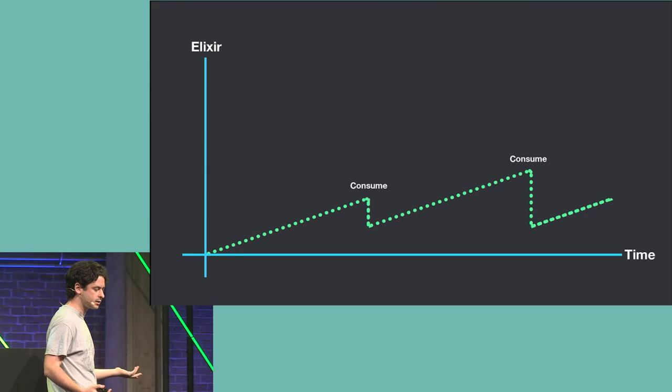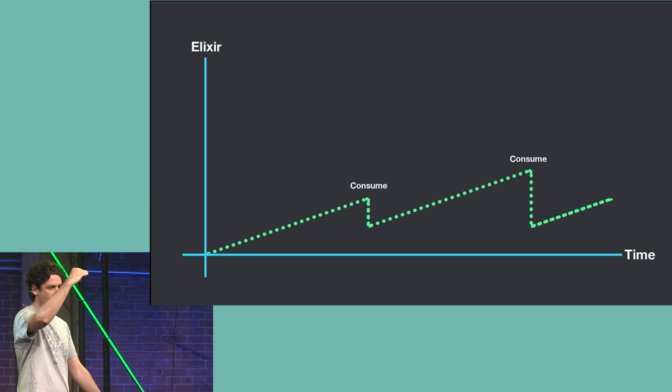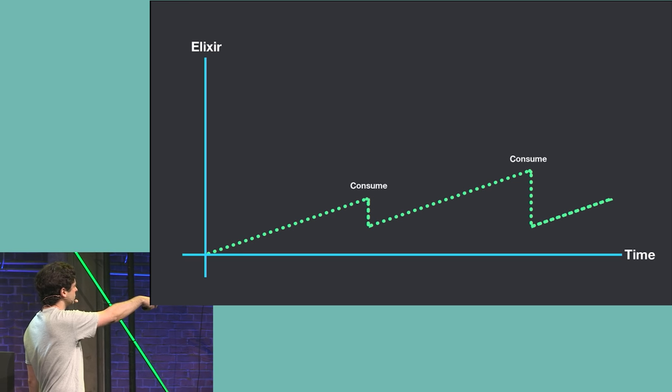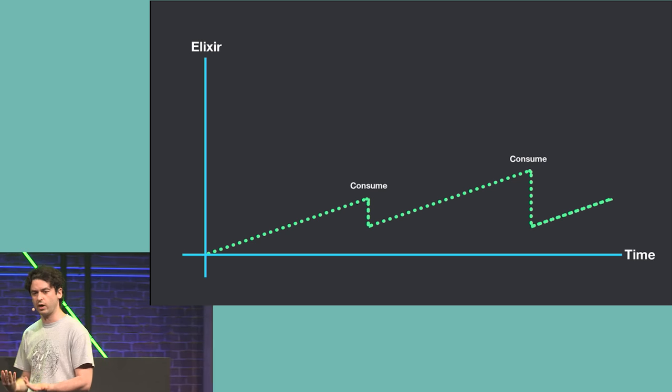Then what happens when we actually push the buttons? Well, in this case, we basically consume, and then we have less elixir, right? So we produce, consume, and so on and so forth. This is, again, the basic economy that you have in the game.